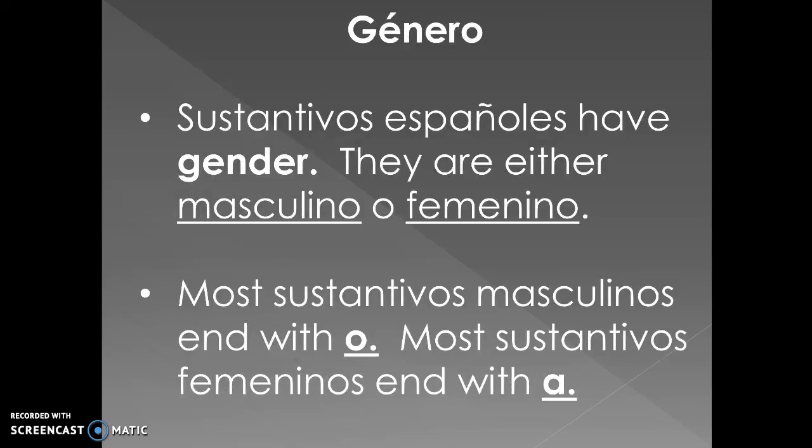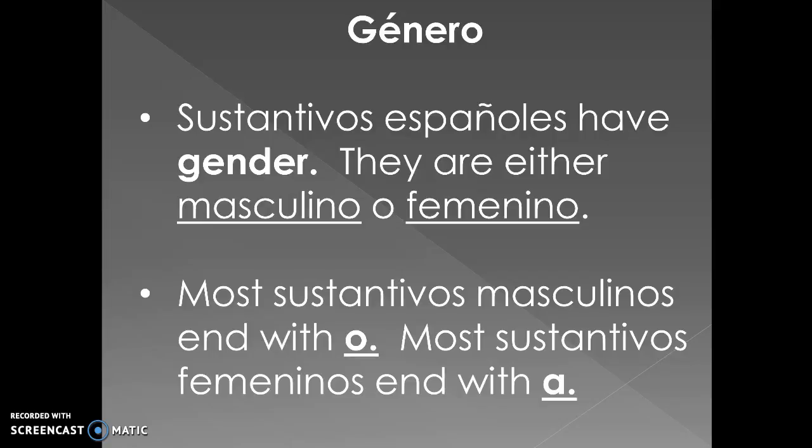So Spanish nouns have género, otherwise known as gender. This means that they're either masculino or femenino, masculine or feminine. Note that a noun does not have to be referring to a boy specifically to be masculine or a girl to be feminine. El libro, the book, is a masculine noun, but la pluma, the pen, is considered a feminine noun.